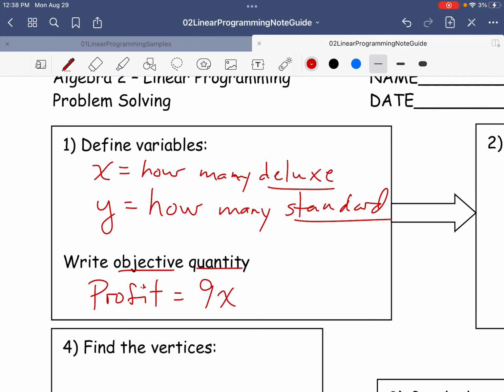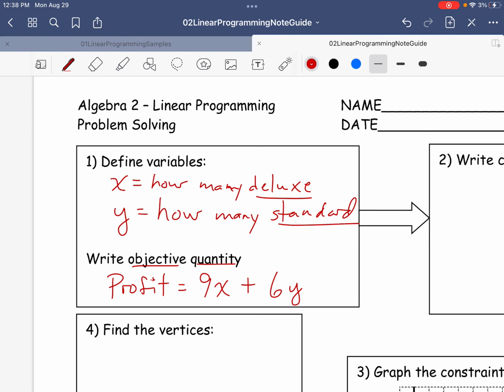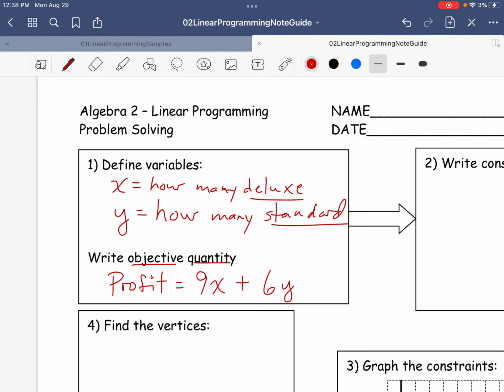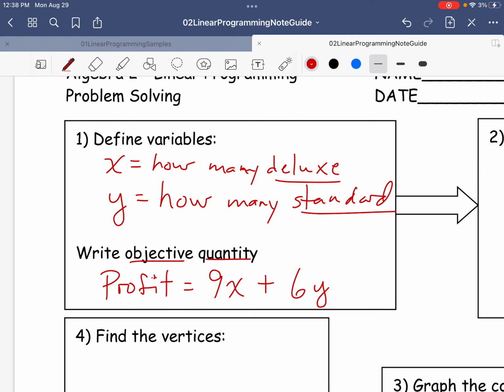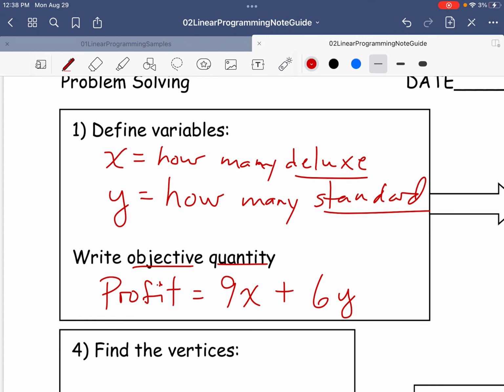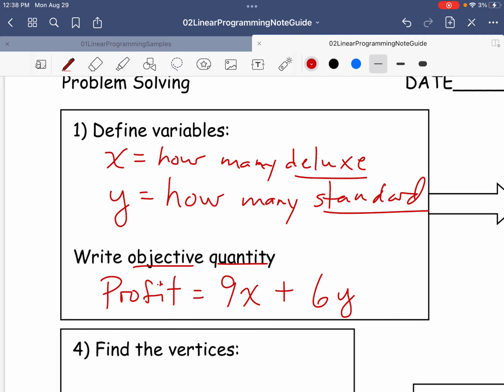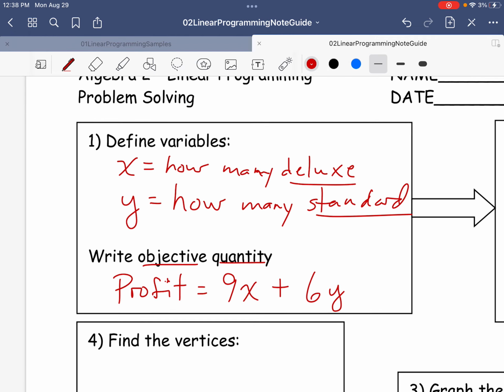But we're going to use $9 profit for every x and $6 profit for every y as our equation. Okay, now, before we go any further, please understand we don't know how many phones we need to make. But if we knew how many phones we made, then we would know what our profit is, because our profit's going to be $9 for every x phone and $6 for every y.